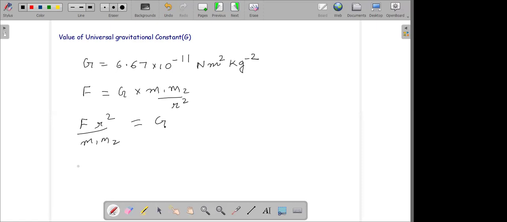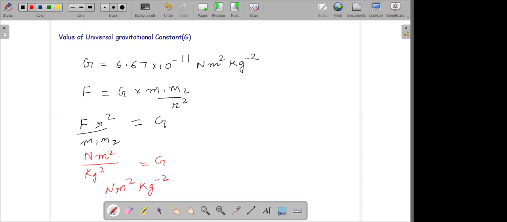The force is measured in Newton, so in place of F we write N. R is measured in meter, and it's a square, so meter square, divided by M1 M2. M1 is the mass, which is measured in kilogram, and M2 is also kilogram. So kilogram multiplied by kilogram is kilogram square. This is the unit of G. Now you can write the same thing in this way: Newton meter square kilogram -2.